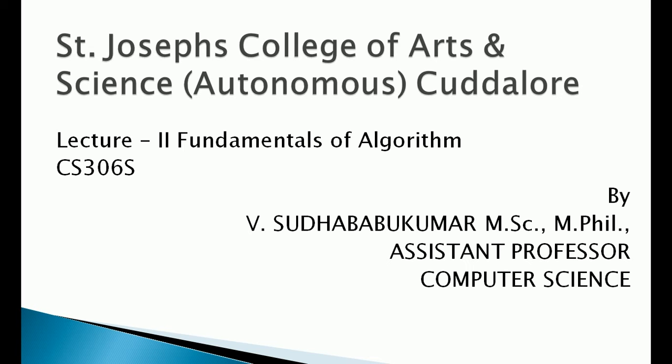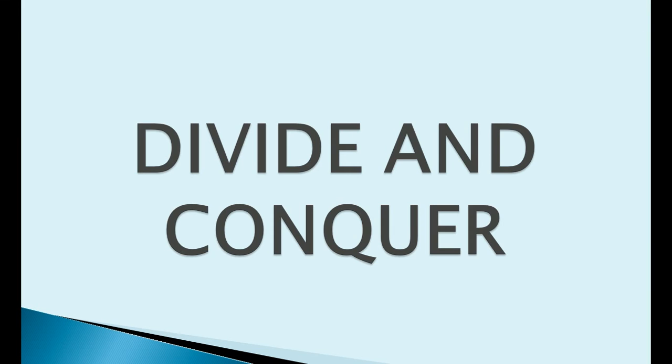Now we discuss divide and conquer. Many algorithms are recursive in nature to solve a given problem, recursively dealing with subproblems. Let us see the divide and conquer approach. In this method, a problem is divided into smaller problems, then the smaller problems are solved independently, and finally the solutions of the smaller problems are combined into a solution for the large problem.